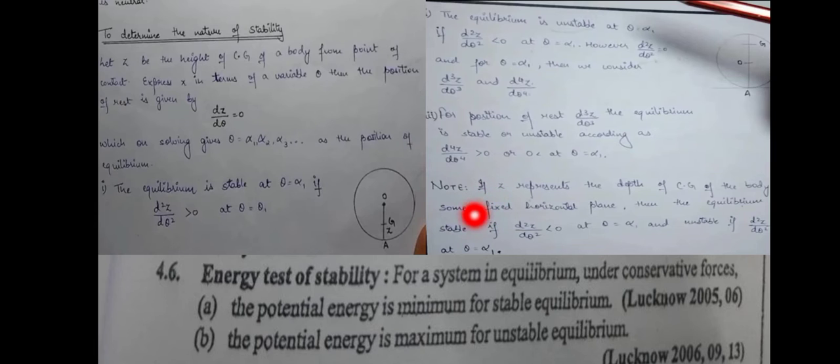Now we have to note a point here: if z represents the depth of the center of gravity of the body below some fixed horizontal plane, then the equilibrium is stable if the second derivative of z is smaller than 0 at angle theta equals alpha, and unstable if the double derivative of z is greater than 0 at theta equals alpha 1.